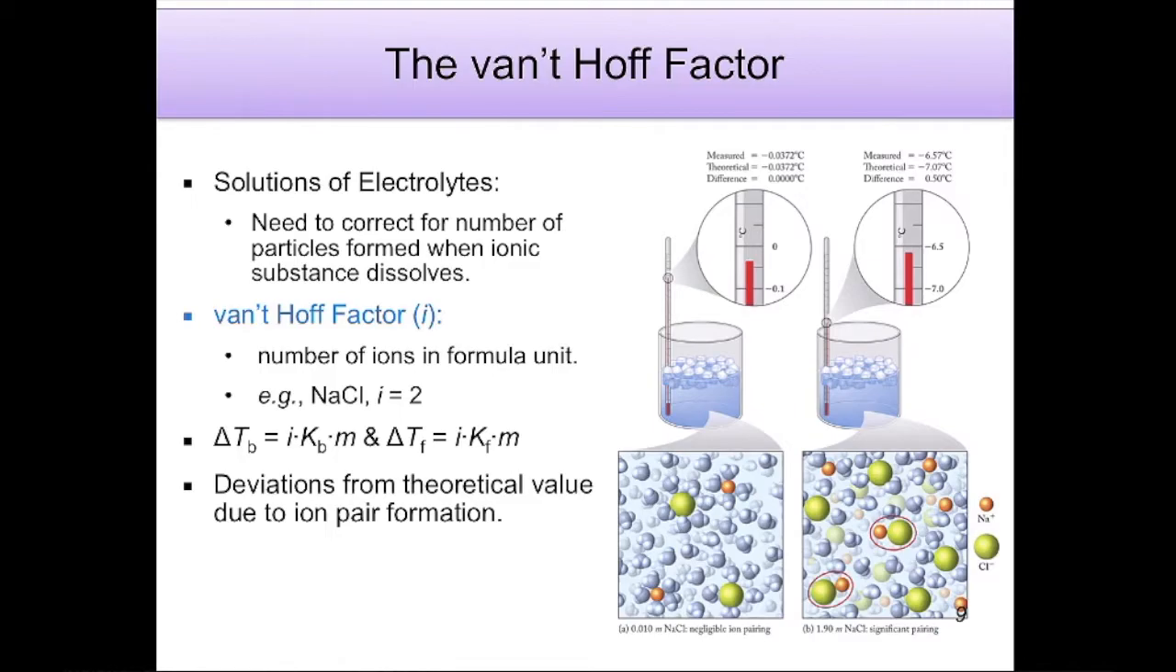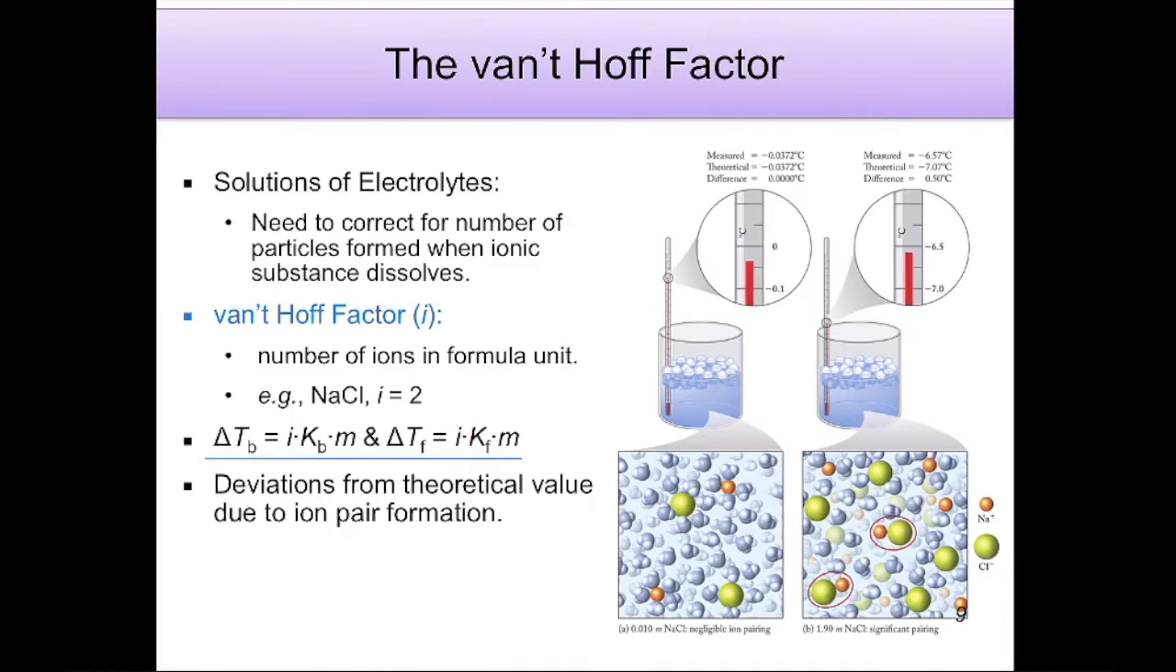For calcium chloride, CaCl2, that would break up into 1 calcium, 2 chlorides, which would be 3 particles, so i in that case would be 3. So the equation for boiling point elevation and freezing point depression are pretty much the same as what we just saw. The only difference is that we have an i in front of the constants. So that i is going to be the Van't Hoff factor.